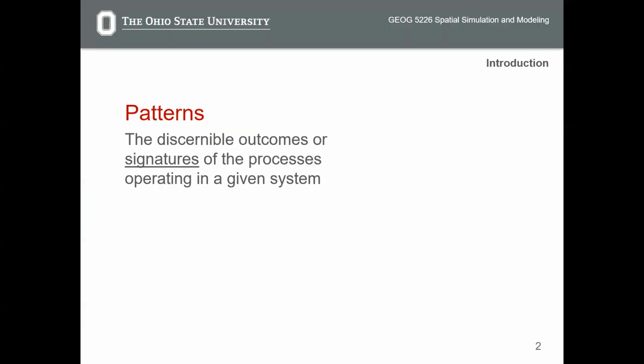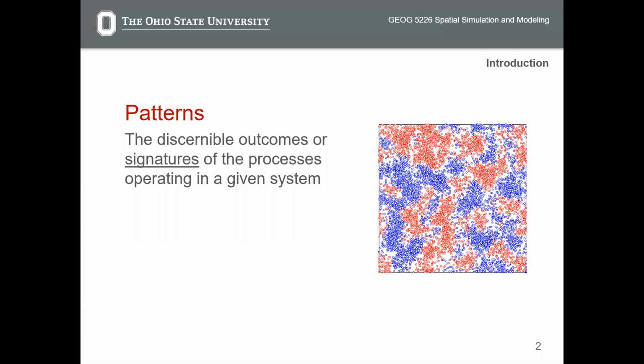Okay. So first concept here, pattern or patterns. The discernible outcomes or signatures of the processes operating in a given system. Okay, so according to this definition, patterns, they are results of processes. And here is an example of a spatial pattern. So we have red dots and blue dots in this space, in this square space.